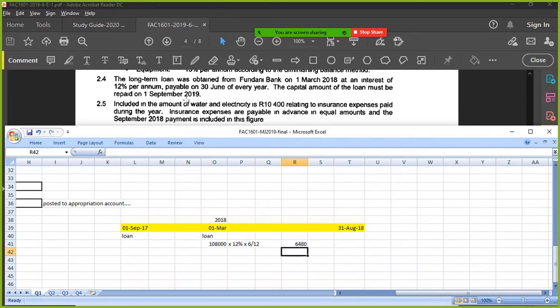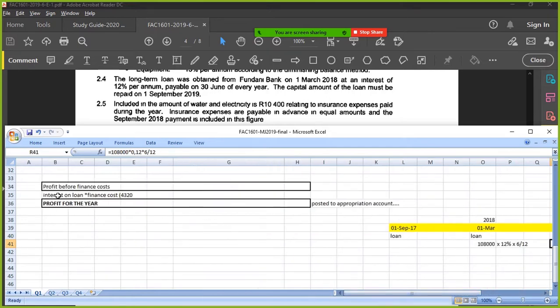All right, what else do they say here? Payable on June every year. The capital amount of the loan must be repaid. Okay, so that's irrelevant. All of that is disclosure for a statement of financial position in terms of long-term, short-term. Okay, do I have to worry about the accrual? No, I don't. All I have to do is just show 6,480 as the interest on the loan.